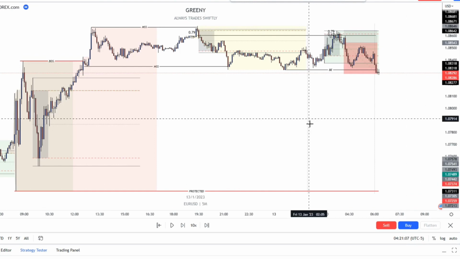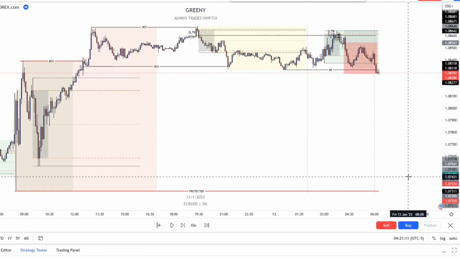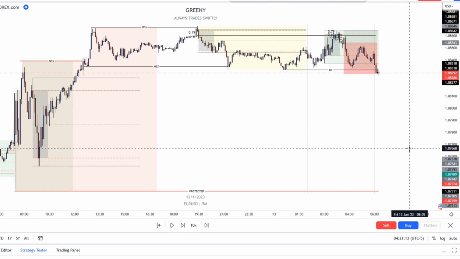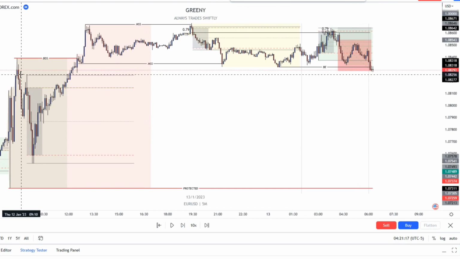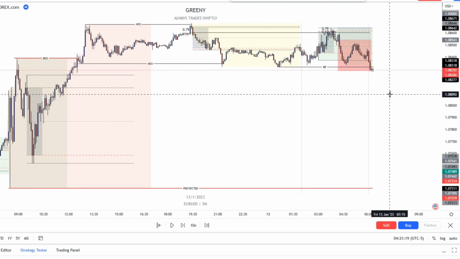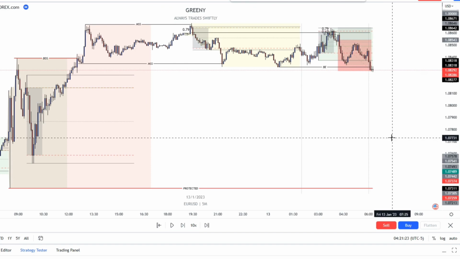My name is Greeny and I'm going to be going over a quick trade recap from Friday on Euro USD within my session in London. So we'll start from the left hand side, move away to the right hand side, and then we'll drop down into the 1 minute chart and go through the entry model.